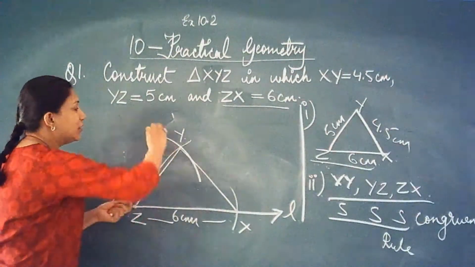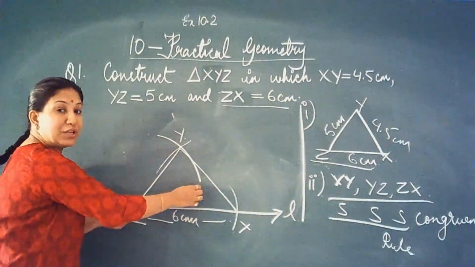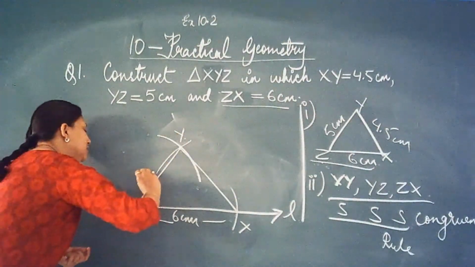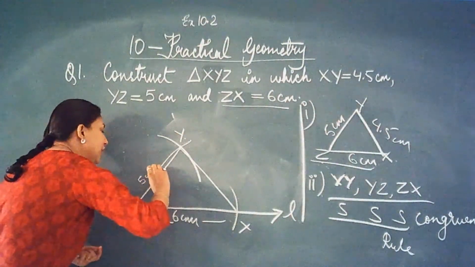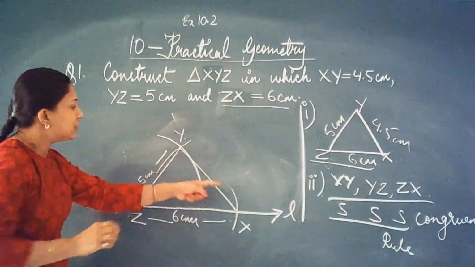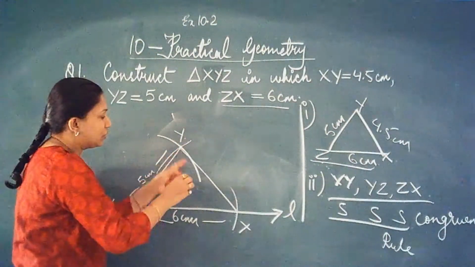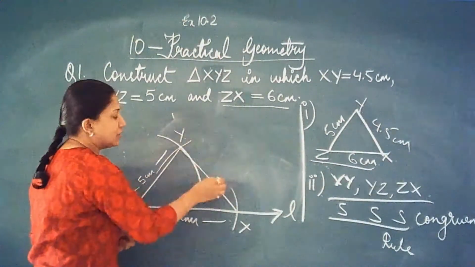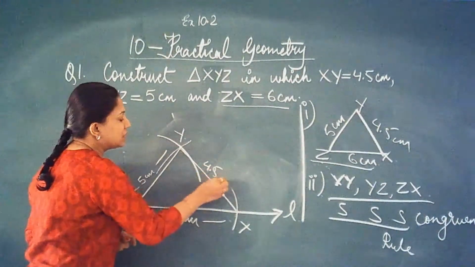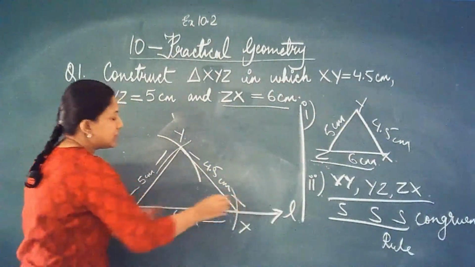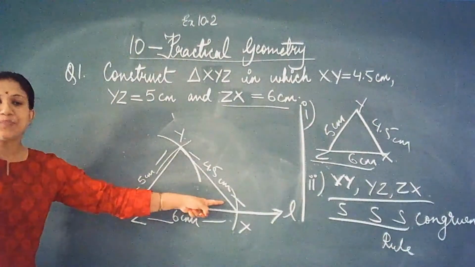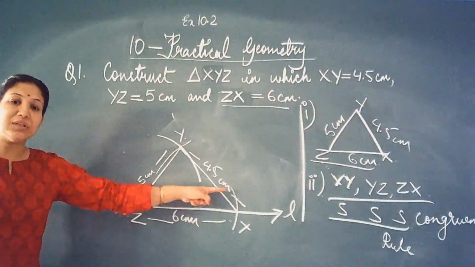So on this side, when we have drawn an arc, we have measured our compass 5 centimeters. So write down 5 centimeters. And this point from where you have drawn the line, here, we have measured on the compass 4.5 centimeters. So this will be 4.5 centimeters, the third side.